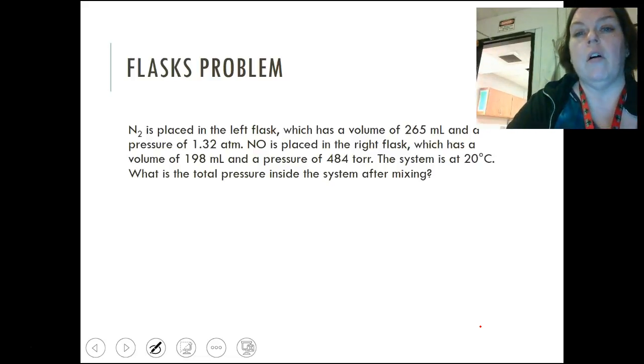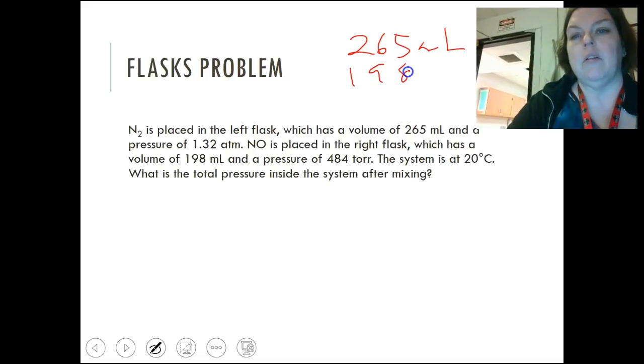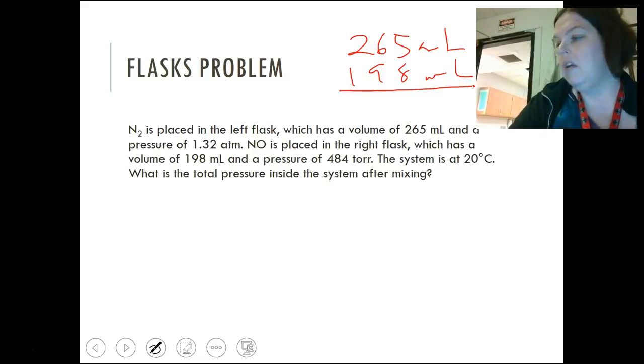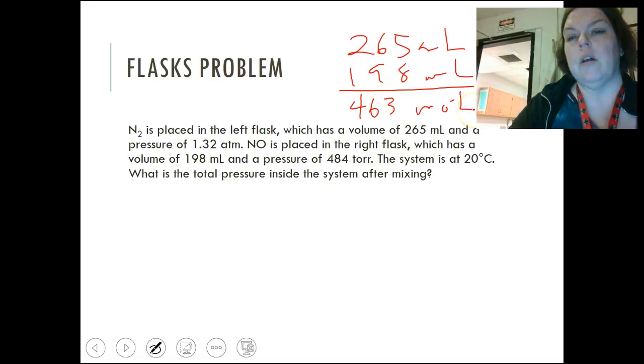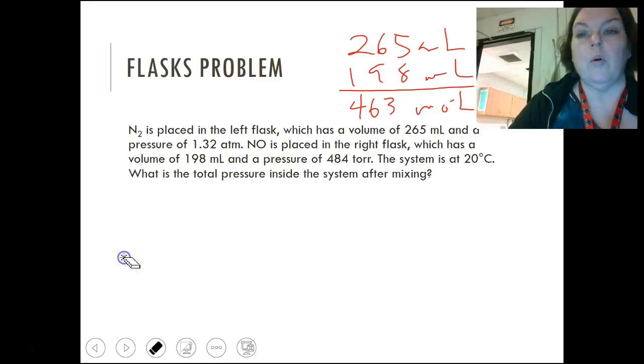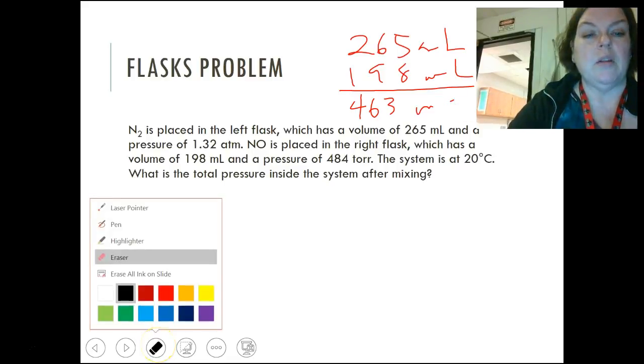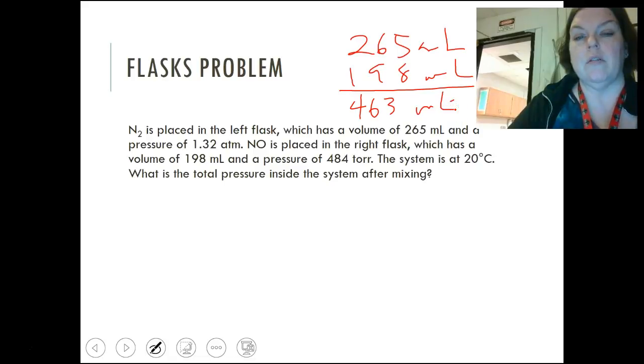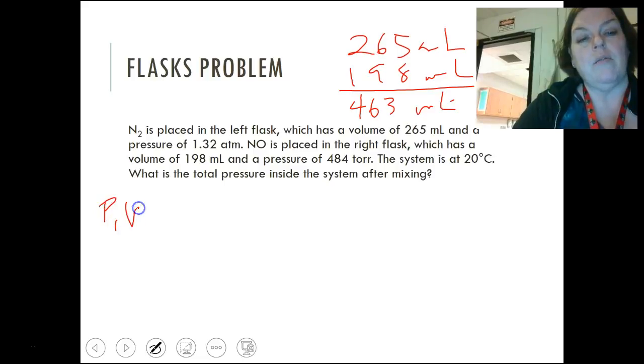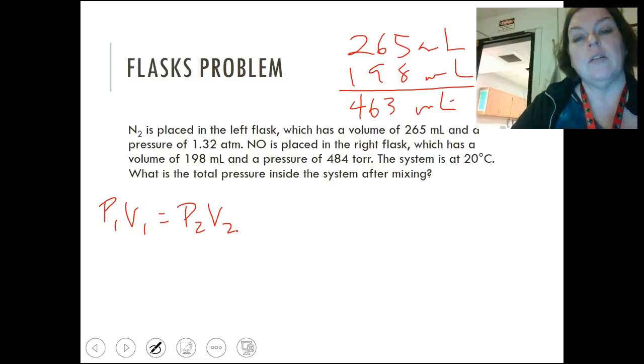So what we need to do, first of all, is 265 milliliters plus 198 milliliters. That's going to give me 463 milliliters. That's the total volume of the two, not moles, sorry. That's the total volume of those 2 containers, in milliliters. So now I'm going to use Boyle's law. Remember, P1V1 is equal to P2V2. I'm looking for P2, so P2 is always equal to P1V1 over V2.